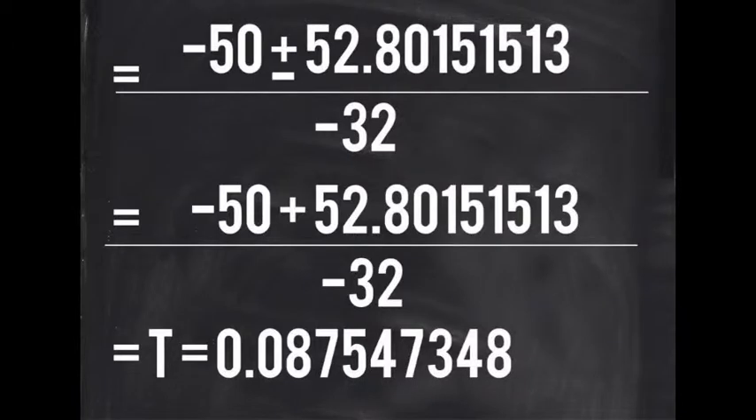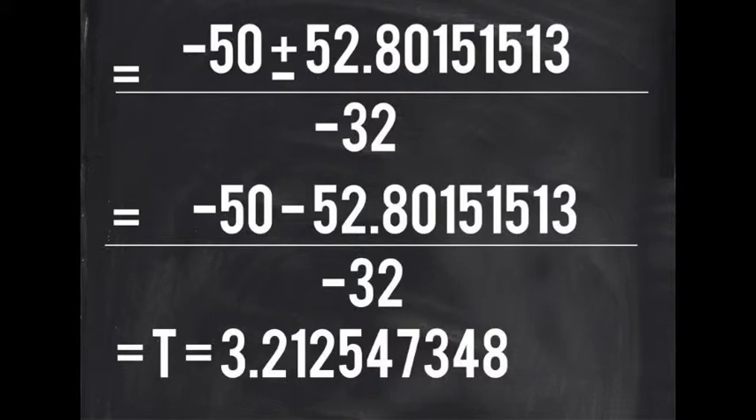-50 plus 52.80151513 over -32 is equal to t equals 0.087547348. -50 minus 52.80151513 over -32 is equal to t equals 3.21254738.